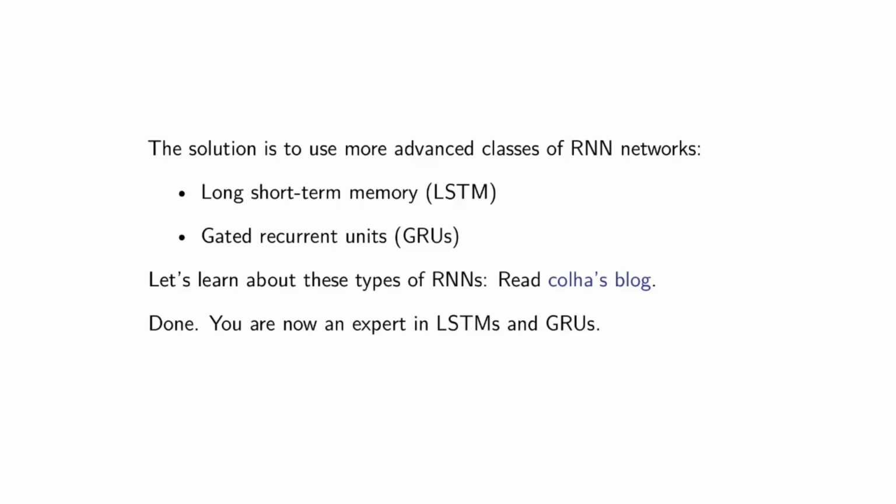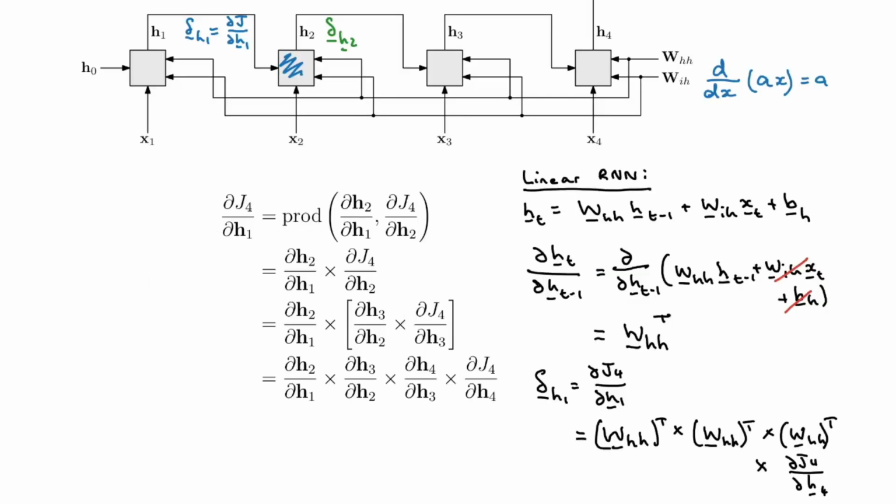I'll quickly summarize the key insight for why this actually fixes the vanishing gradient problem. As a quick reminder of the vanishing gradient problem, we repeatedly apply the same matrix at every time step when we're calculating the error signals. Okay?